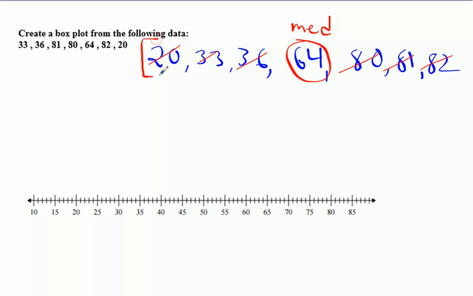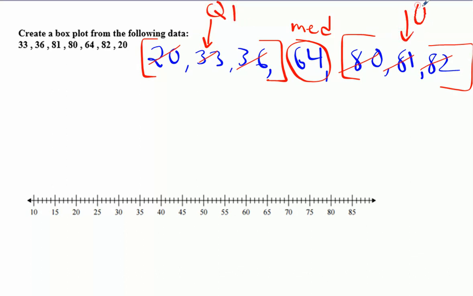Now I break my data in half. My median is all by himself. Now I need the middle of the first half of the data. There it is, nice and easy. Q1, middle of the second half. There's my Q3. And the other 2 values I need for my box and whisker plot are my lowest and my highest. Now that they're all there, I'm going to put in my dots.